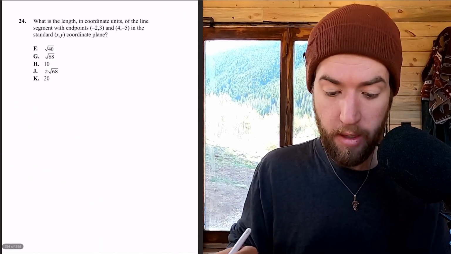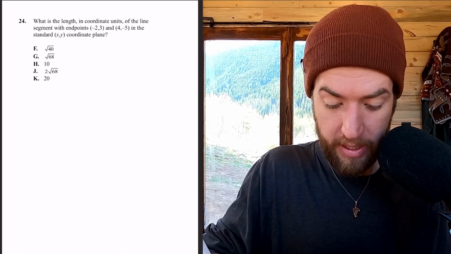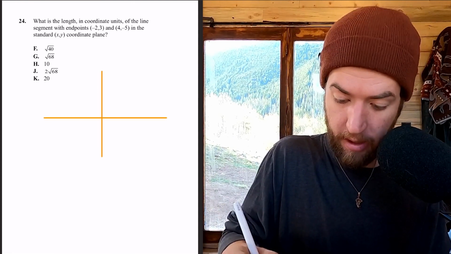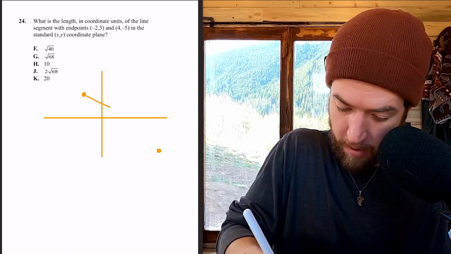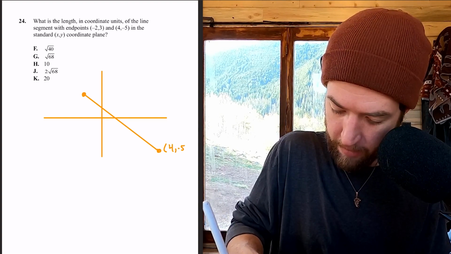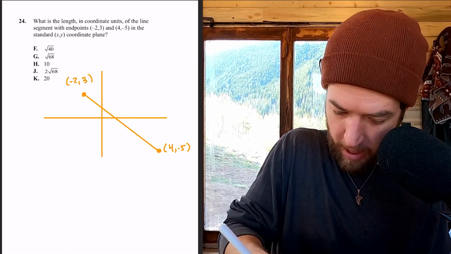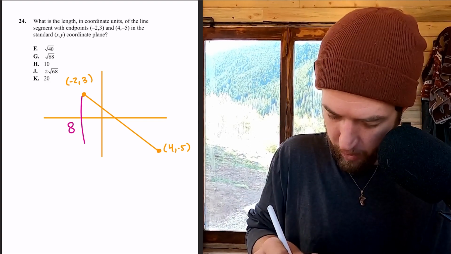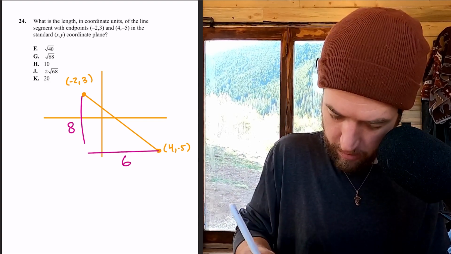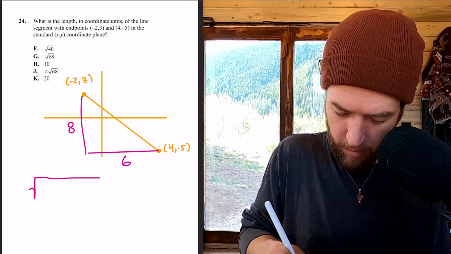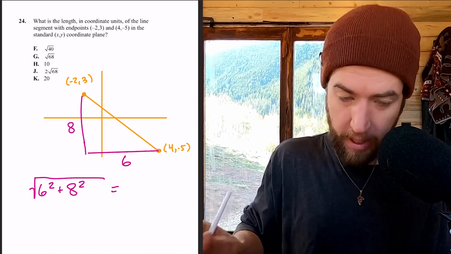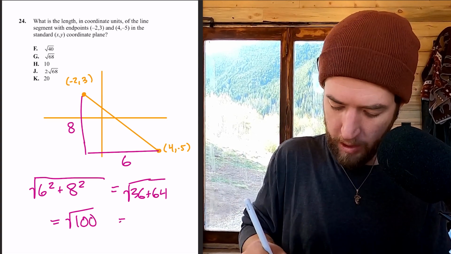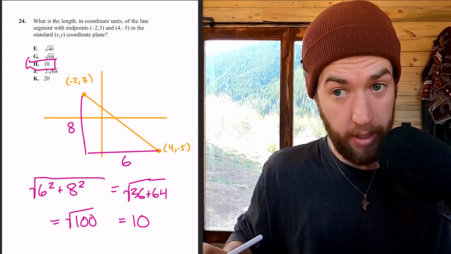On to the next. What is the length in coordinate units of the line segment with endpoints negative 2, 3 and 4, negative 5? Here's 4, negative 5. Here's negative 2, 3. The height difference between these two is 8, 3 minus negative 5. And the width is 6, 4 minus negative 2. So the square root of 6 squared plus 8 squared should be our diagonal length, which is the square root of 36 plus 64, which is the square root of 100, which is 10. Letter H. On to the next.